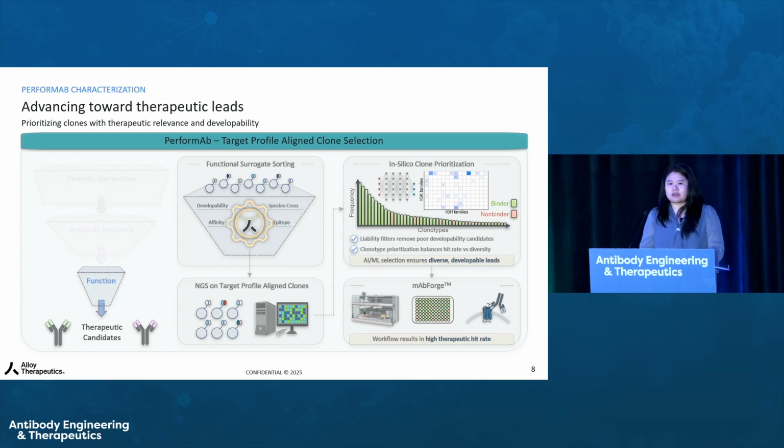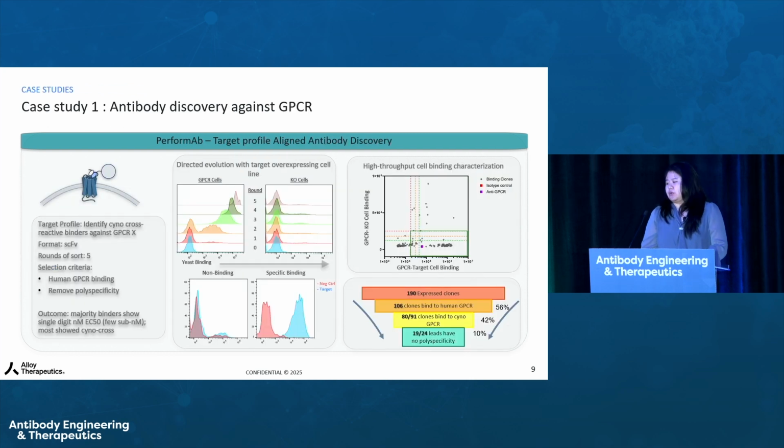So within the matter of 1 month, we would be able to characterize in depth up to 1,000 clones from what we have discovered from yeast display. And next, I just wanted to go through a couple of case studies with you that we have recently done at Alloy.